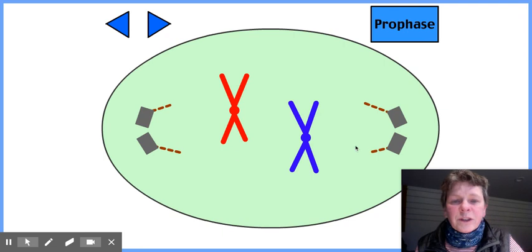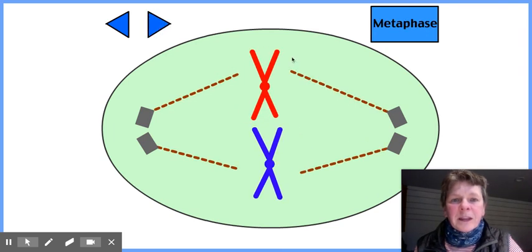We see these little structures here, which are called centrioles. These are starting to move to the poles during prophase, and spindle fibers are starting to develop. The chromosomes are coiled and condensed, and we can now visibly see them. And then they make their way to the middle.